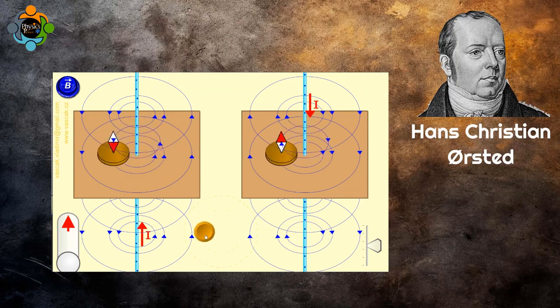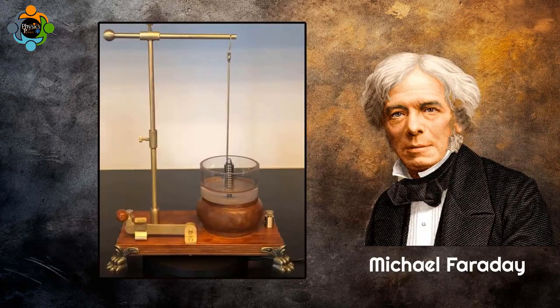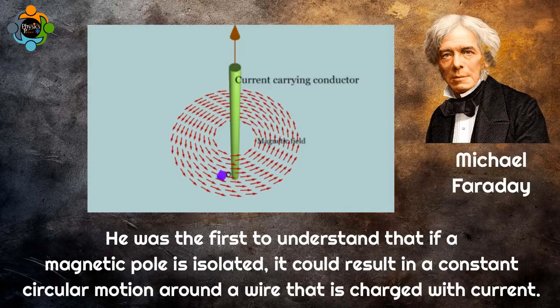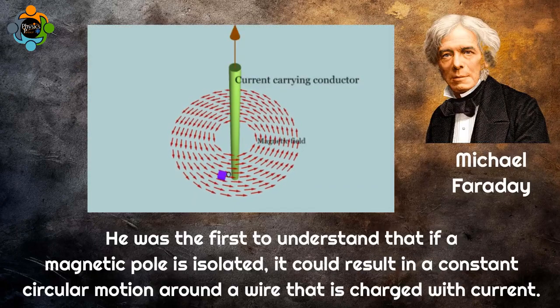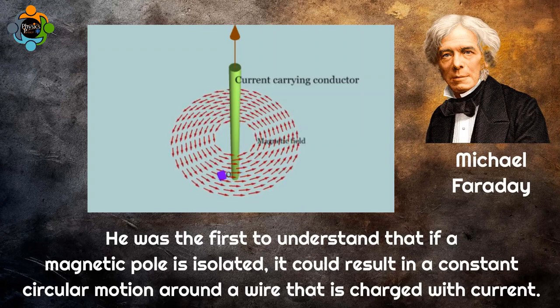According to Ørsted, when a current is allowed to flow through a wire, a magnetic field is produced around that wire. This was the basic principle that Faraday used to create the first motor. He was the first to understand that if a magnetic pole is isolated, it could result in a constant circular motion around a wire that is charged with current.